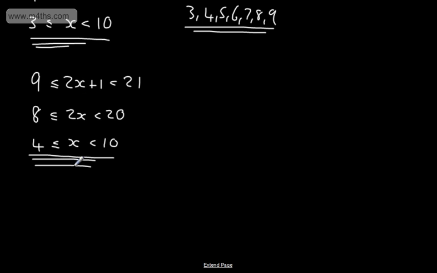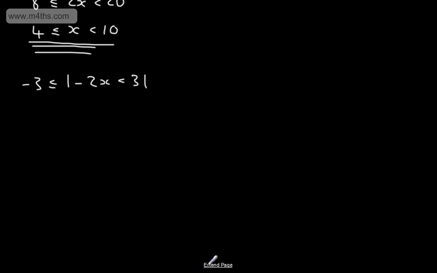Let's try something slightly more challenging. Let's go for negative 3 is going to be equal to or less than 1 minus 2x, and in turn this is going to be strictly less than 31. What I'm going to do at this stage is subtract 1 from each part of the inequality. So we're going to have negative 4, we're going to have now negative 2x, and then we're going to have positive 30. At this stage, I'm going to divide through the inequality by negative 2. Remember, that's going to see the signs change.